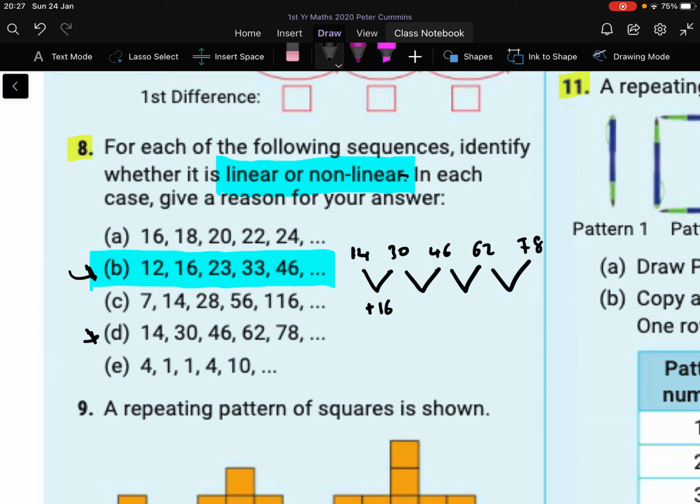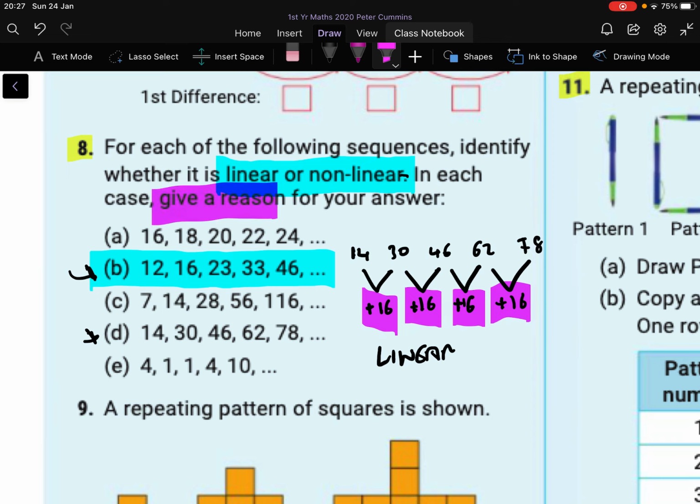The difference between 30 and 46 is 16. The difference between 46 and 62 is 16. We're okay, we're on a winner here. And the difference between 62 and 78 is 16. Okay, so because the first difference is the same, this is going to be linear. They ask for an explanation, give a reason why you're saying linear. Because the first difference is plus 16.